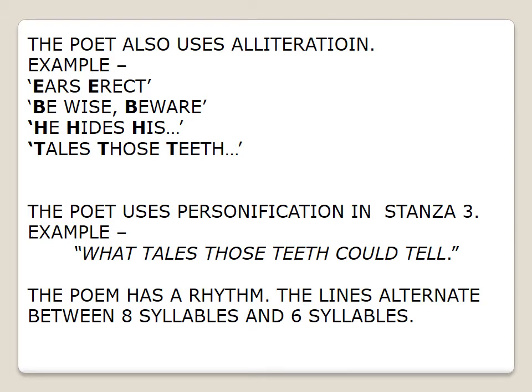Be wise, beware. The sound of B is coming from these two words which are closely lying to each other. He hides his. So here also the H sound is coming one after the other in the beginning of the adjacent words. So these are examples of alliteration, and there are many other examples which you will have to find once again when you read the poetry. Tails, those, teeth. The T sound is coming at the beginning of these words.